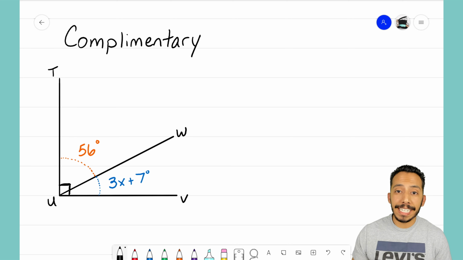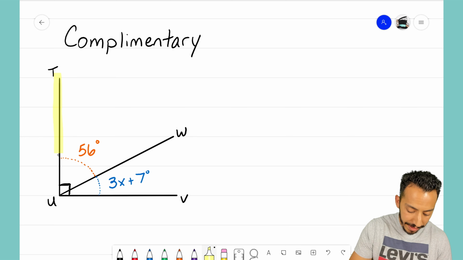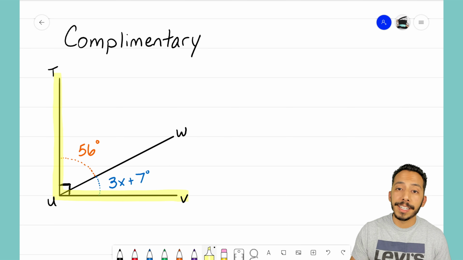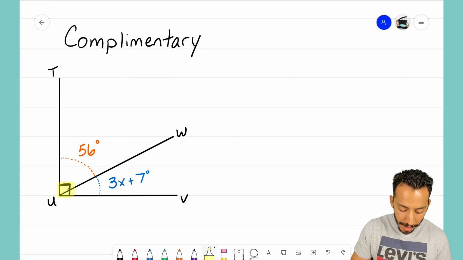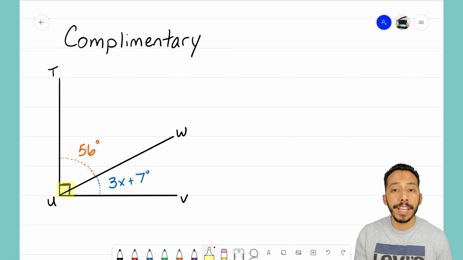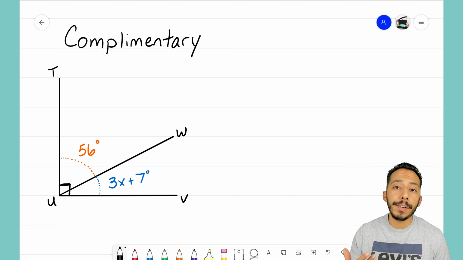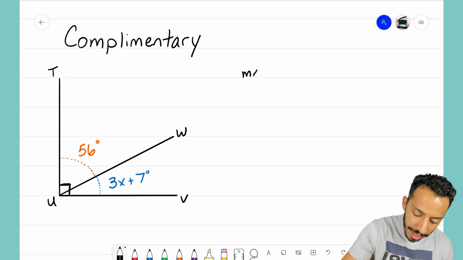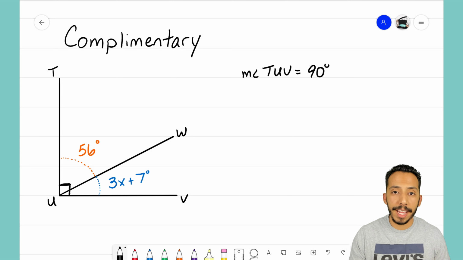Notice that I have a 90-degree right angle. That 90-degree right angle is being formed by the angle TUV. I know that angle TUV equals 90 degrees because of that little box in the angle. That box indicates that this angle is 90 degrees. So I'm going to write that out for my reference: the measure of angle TUV equals 90 degrees. That is our right angle. That is our complementary angle.